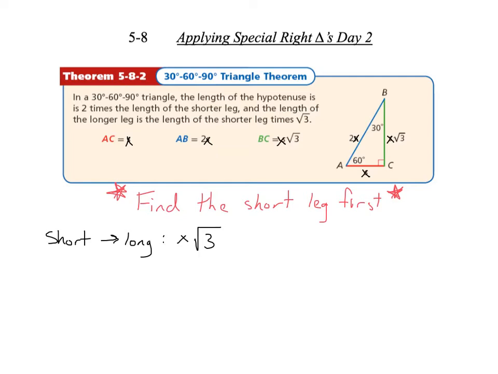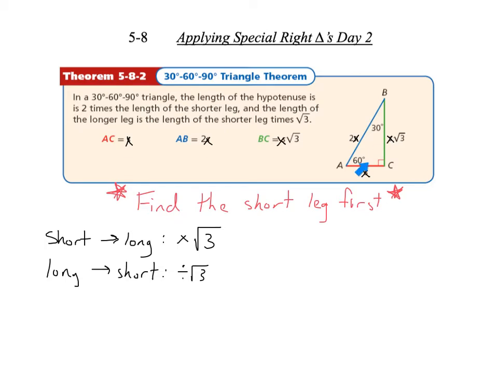What if I needed to go from the long to the short leg? To go from a long leg to a short leg, I would divide by the square root of 3. So from a long leg to the short leg, you are going to divide by the square root of 3. Really what I'm trying to say is the magic number, I call them magic numbers, the magic number for the long leg in a 30, 60, 90 degree triangle is the square root of 3. So either you're going to multiply by the square root of 3 going to a long leg, or you're going to divide by the square root of 3 going to the short leg.